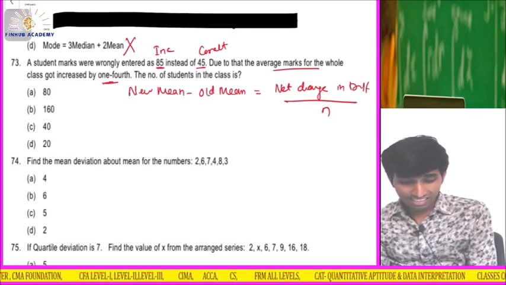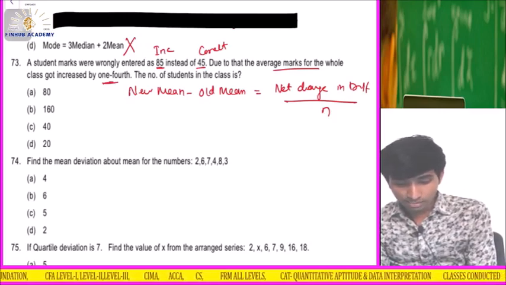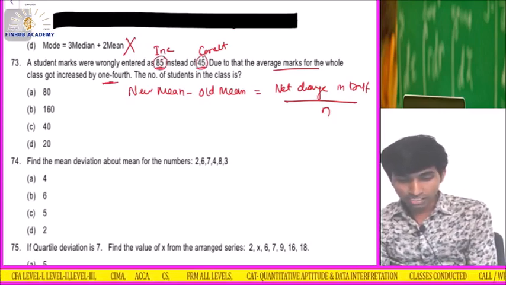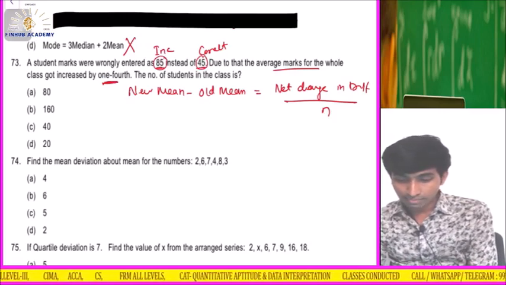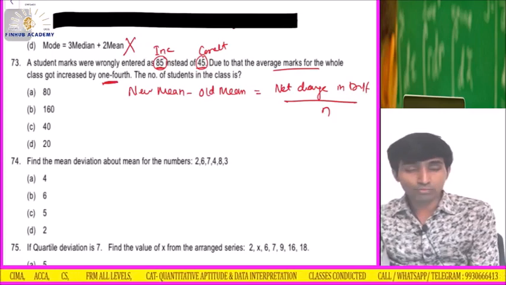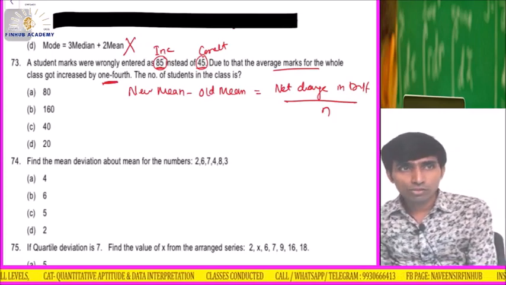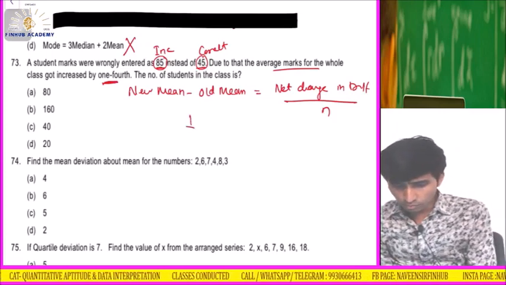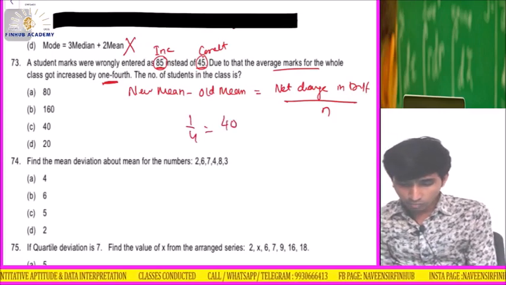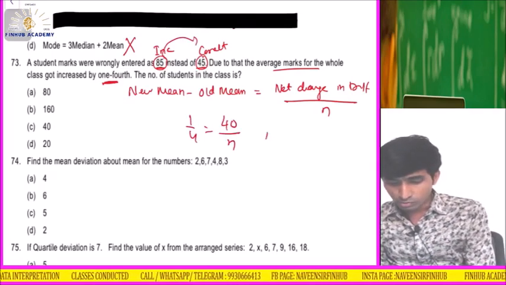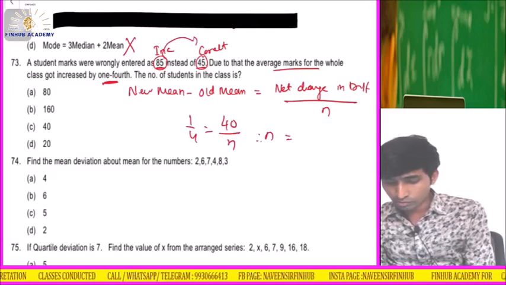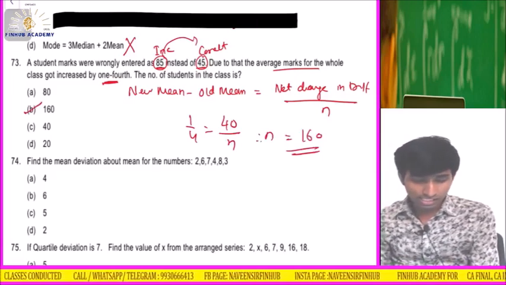So I think, see the difference, net change in the difference is how much? 85 and 45, and the average marks for the whole class increased by 1/4. So this change now is given as 1 by 4. Okay, and this net change is how much? 40. How did I get 40? 85 minus 45 is 40 upon n. So therefore n is equal to what? n is equal to 160. Okay, so this is the answer.